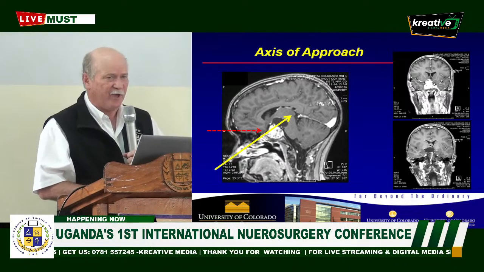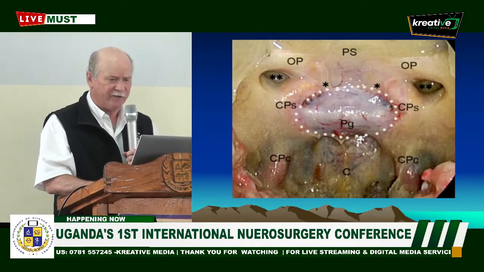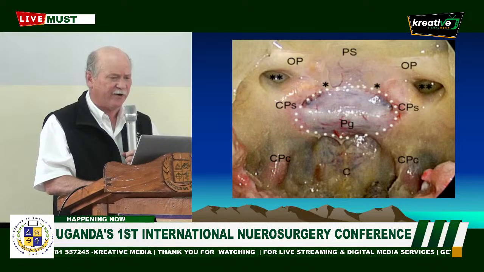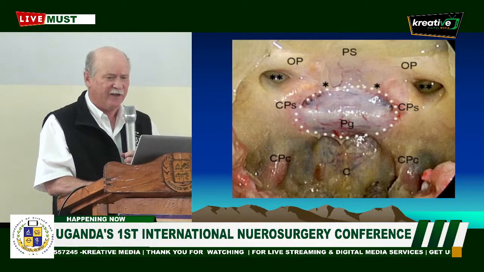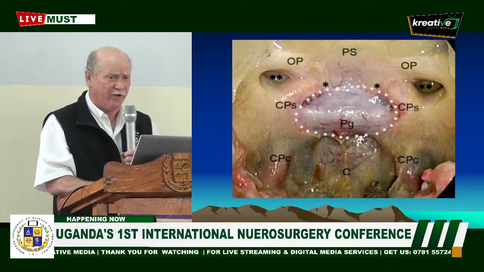Here's the picture of the endoscopic skull base that you see. Here's the outline of the pituitary gland. You see the paraclival carotid arteries on each side, the bone over the optic nerves, and here's the planum sphenoidale. In this region right here is where craniopharyngiomas are.